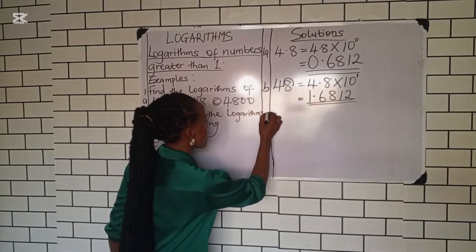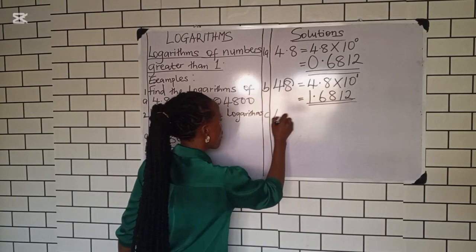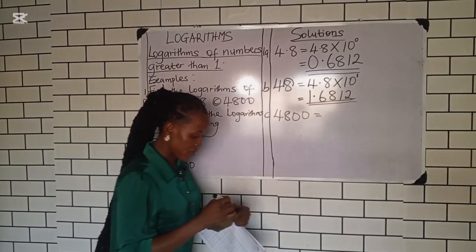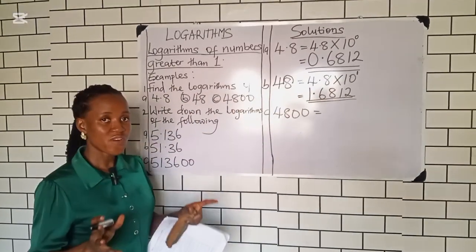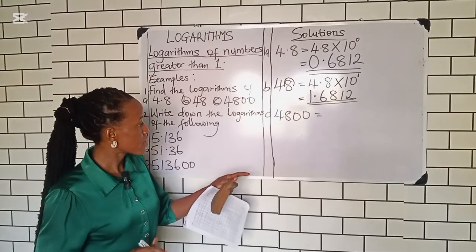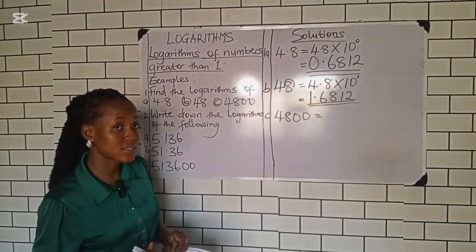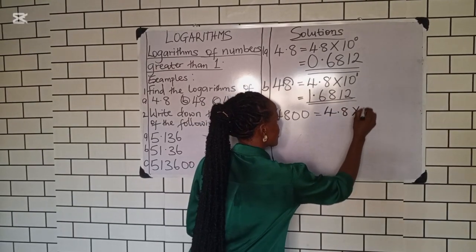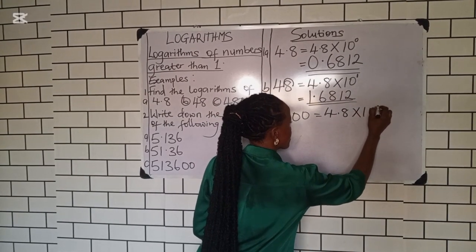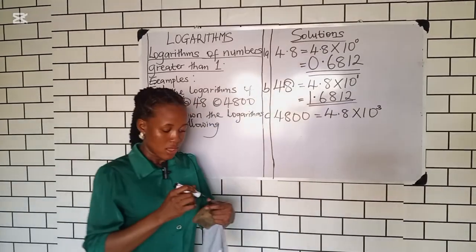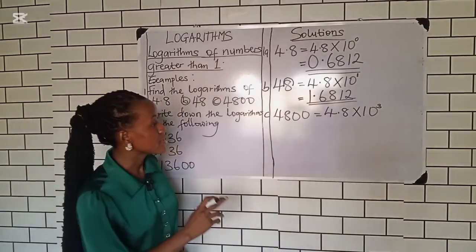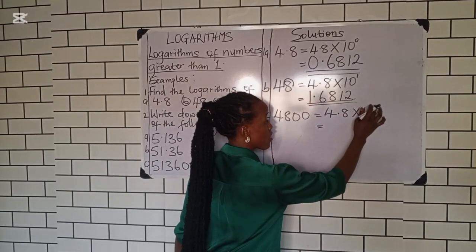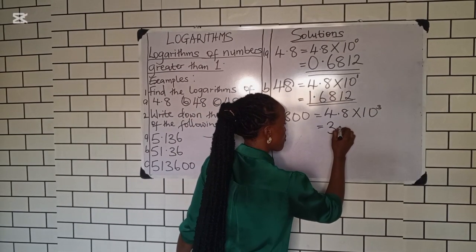Now, going further, we are going to solve question C. We have our C here. We are given 4800. Our first step, remember our first step, writing in standard form. Now, writing 4800 in standard form, we are going to have 4.8 times 10 raised to power 3. And our characteristic part is our power, the power of 10. We have our 3 point.